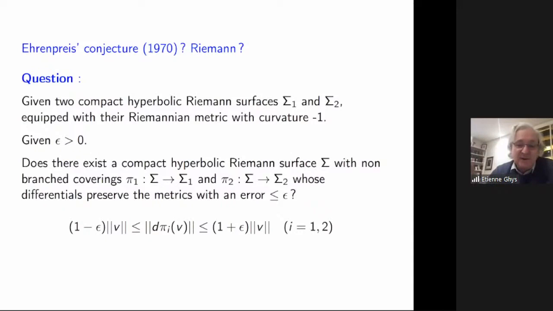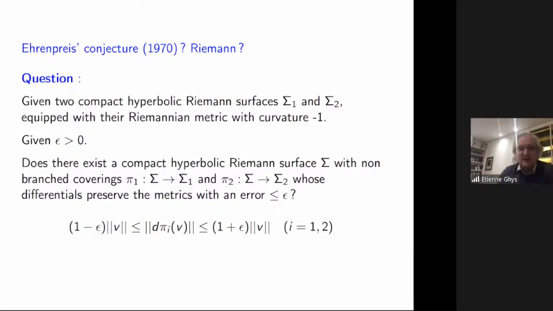So you want that the norm of the derivative d pi_i of v should be between 1 plus epsilon times the norm of v and 1 minus epsilon times the norm of v. So you look for coverings which are unbranched, which are not local isometries, but which are as close as possible to an isometry. And for every epsilon, you look for something like that.